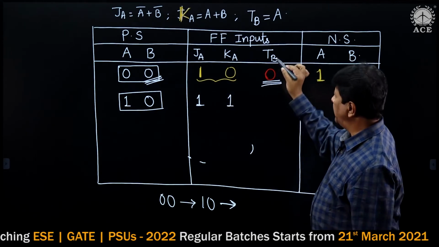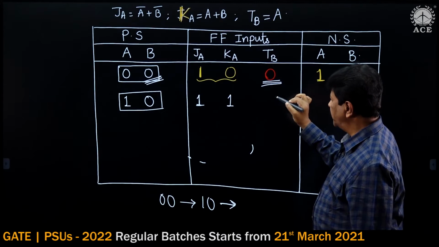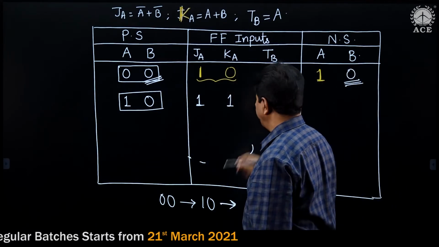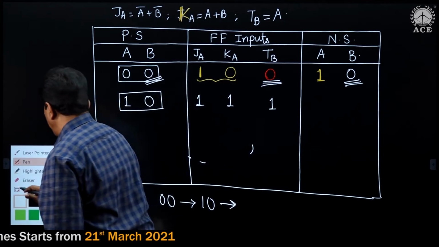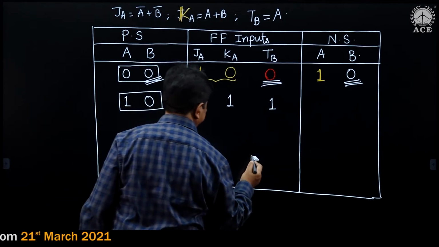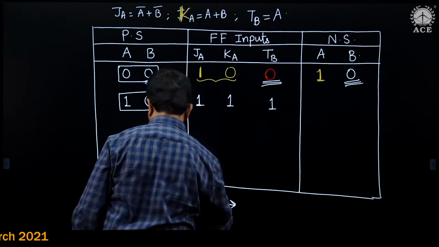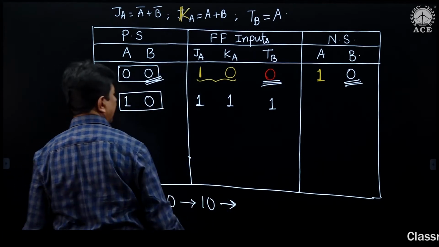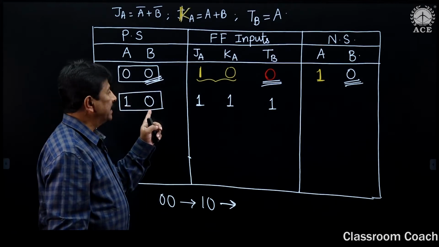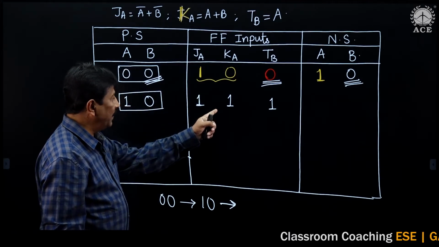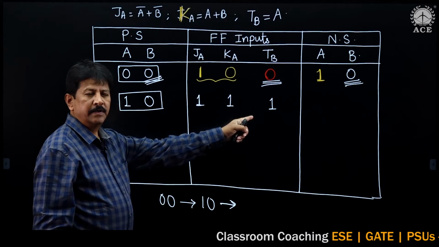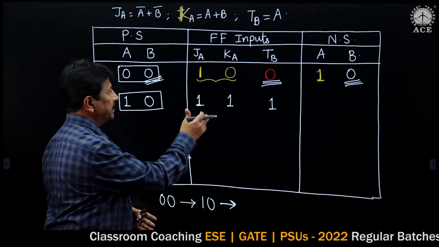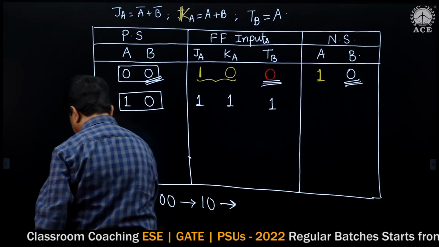Next, the TB value is same as your input A. That is, this is A. So keep it here. That's it. So that means for this particular present state, at that point of time, the flip-flop inputs will be like this. Now we have to use JK flip-flop truth table information as well as T flip-flop input for analyzing this one.